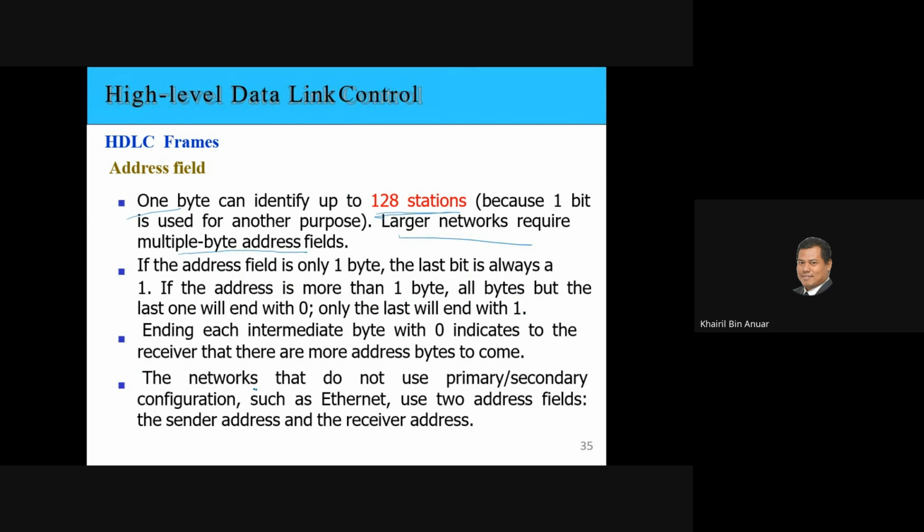Networks that do not use primary or secondary information, such as the internet, use two addressing fields, the sender address and the receiver address. So for the internet, they use the sender and also the receiver address.